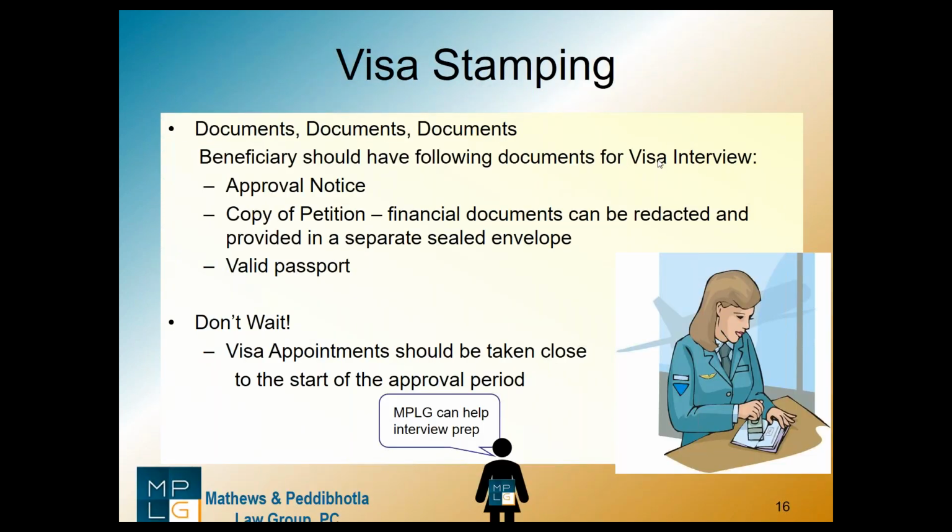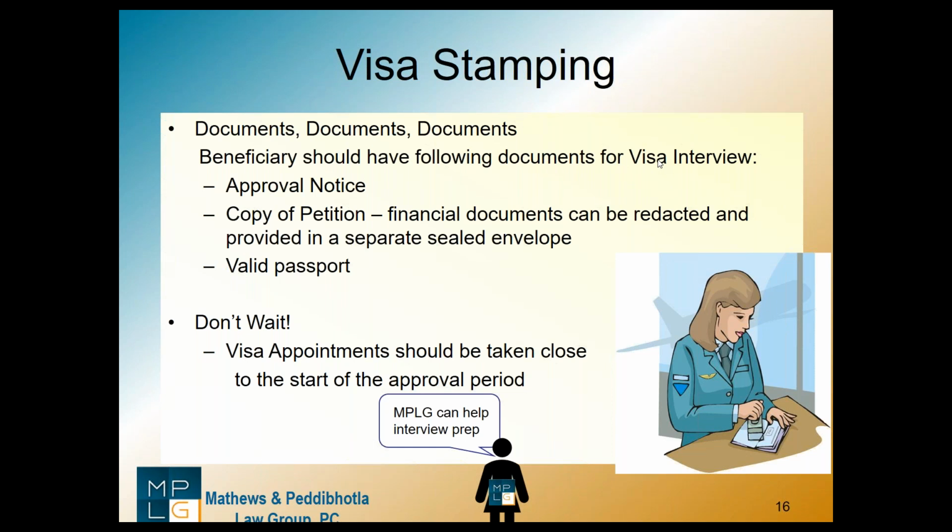And then finally, visa stamping. Once the approval comes in, we send our approval packet, which has all the information in it. I know that in the past, it was acceptable to just send the beneficiary with just the bottom portion of the approval notice. We don't recommend that anymore. We recommend that you hand over the full original approval notice to the beneficiary so they have that in hand when they go for stamping. You should keep a copy of it for your records. You should be giving them a copy of the petition that was filed on their behalf. I know that there's sensitive financial documentation in those petitions, so you can redact them and provide them in a separate sealed envelope, and then they need to have a valid passport.